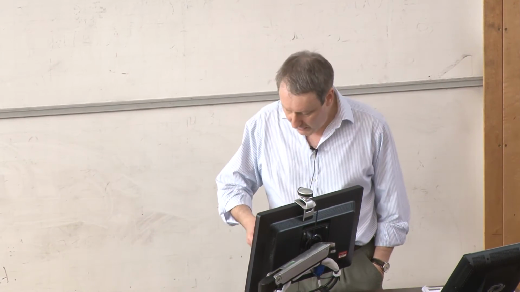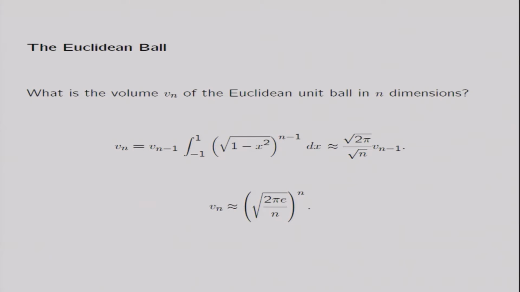convex domain in Rn, the Euclidean ball. And let's just begin by calculating the volume of the Euclidean ball, a little bit roughly.